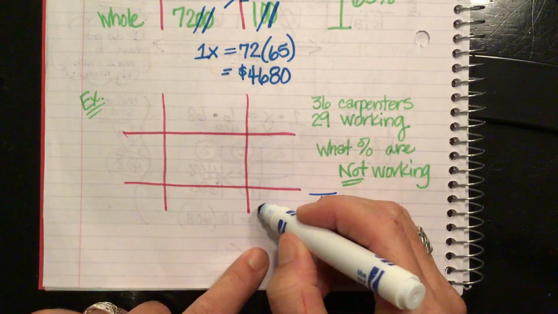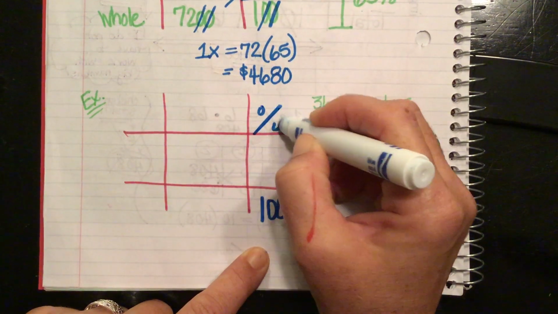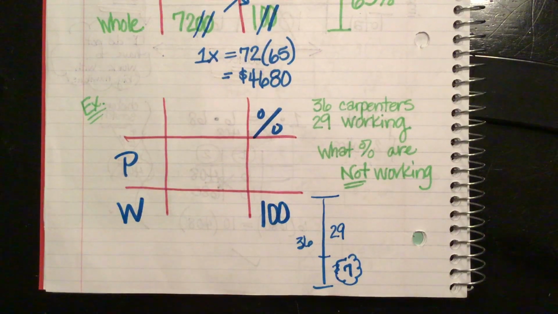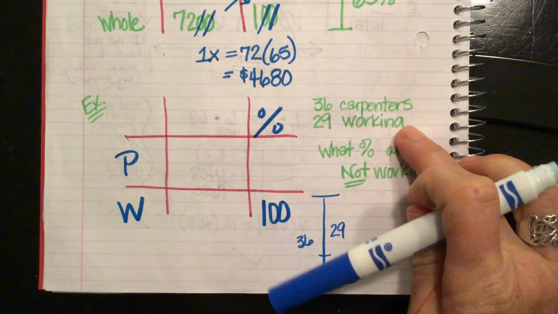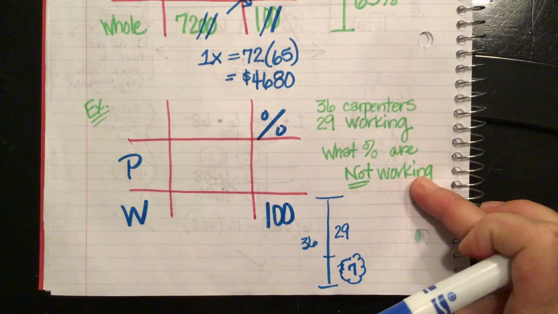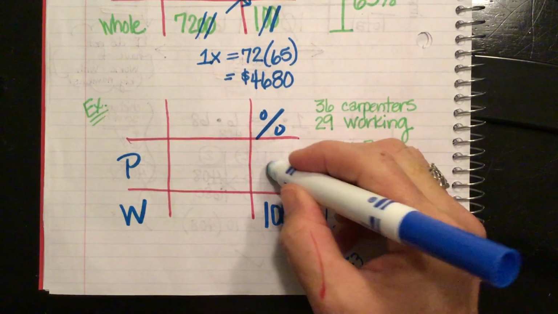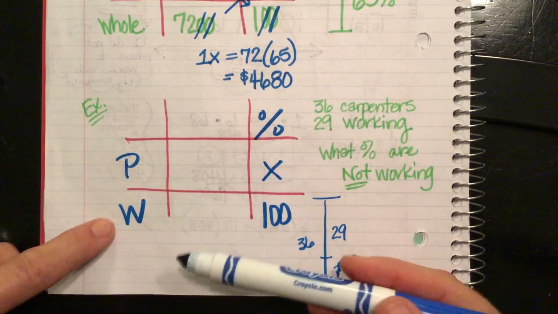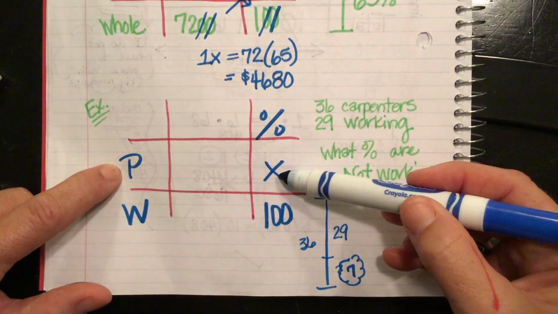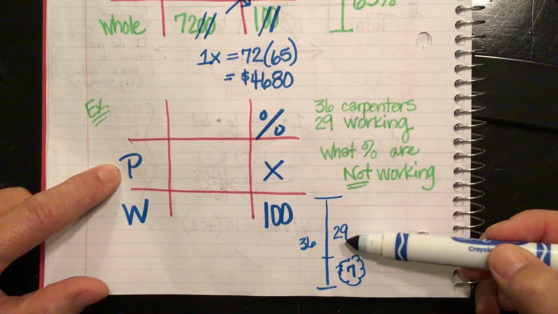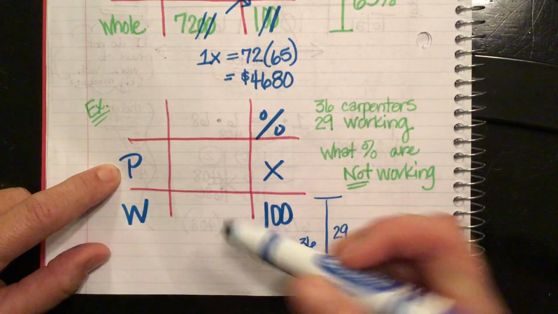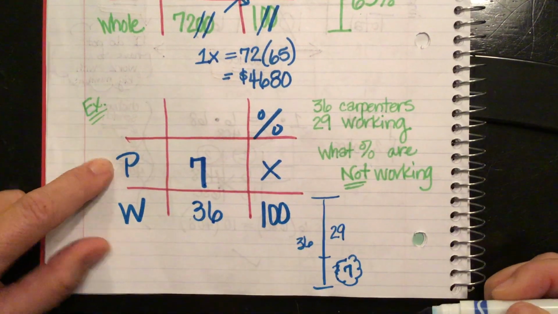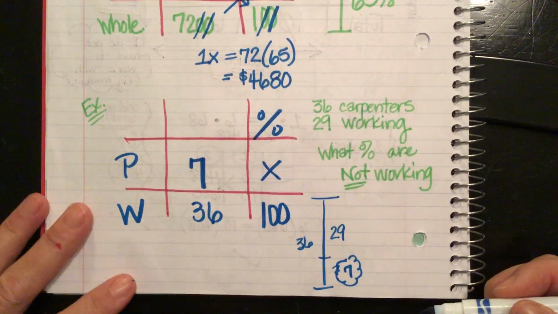Okay, so I know that I'm going to have a percentage. My part over my whole. Already I'm starting to abbreviate. So you have 29 working, and they want to know what percent are not working. So I'm looking for the percent. So now I need to decide what are my numbers. So if I'm looking for the percent that are not working, am I going to use 29 or 7? These are my parts. And my whole, obviously, is 36. I'm looking for the 7 workers. What percent are not working?